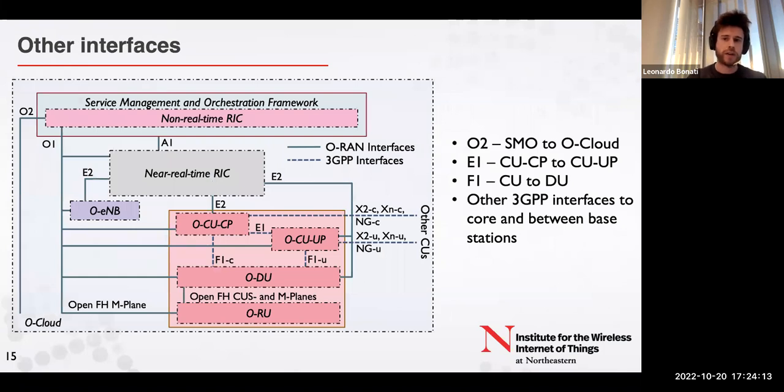We also have many other interfaces. For instance, we have the O2 between the SMO and the cloud. We have the E1 that is connecting the control plane and the user plane of the CU. And then we have the F1 interface that connects the CU and the DU. And then we have what is shown here as X2 and Xn, which are other 3GPP interfaces.